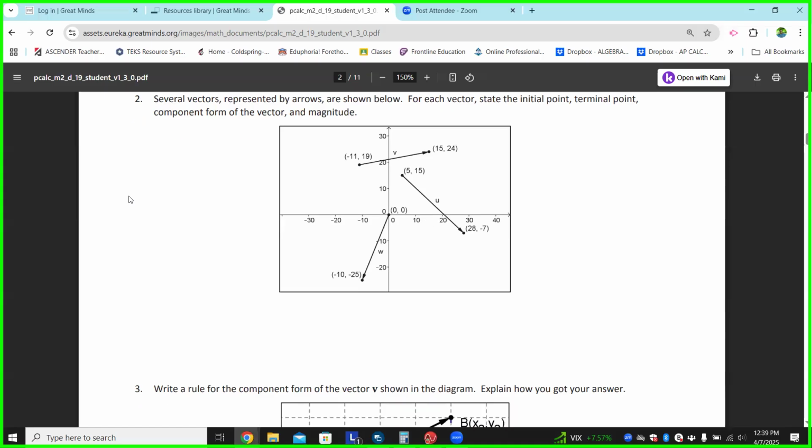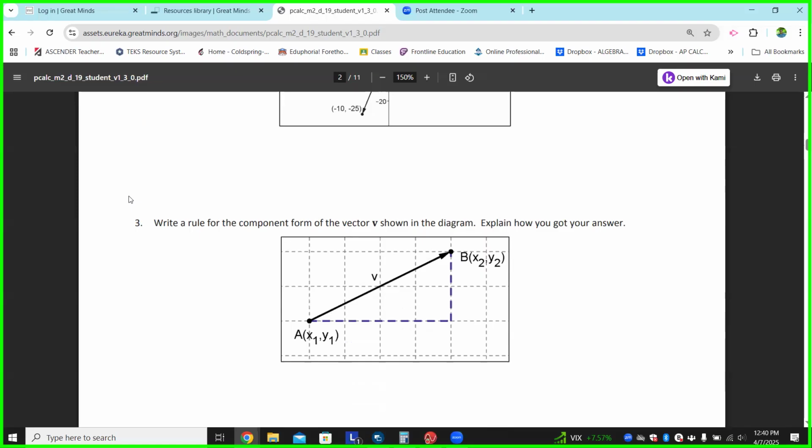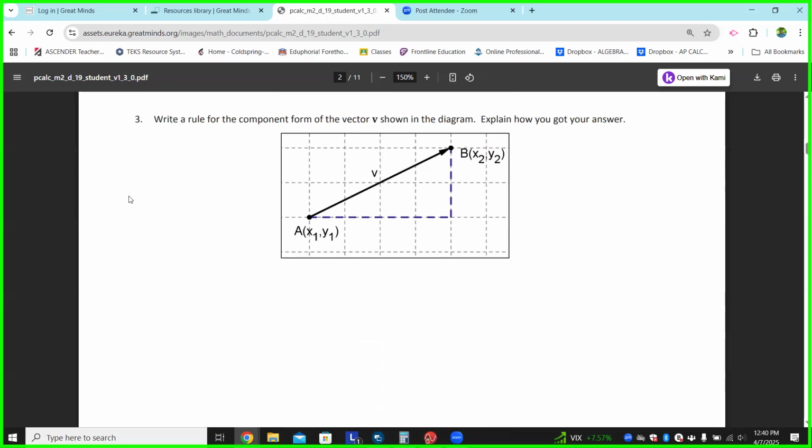Yeah, we have gone over that already in this course as a review, but that was a main thing in Algebra 2 as well. So on number 3, we're just going to write a rule for the component form of a vector v shown in the diagram. I kind of jumped the gun on number 1 and actually went ahead and gave you that. So here is the formula.